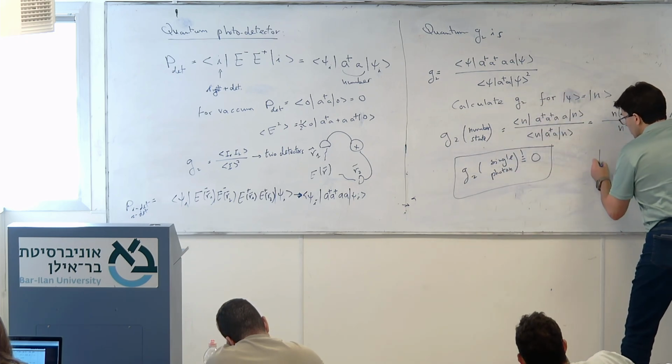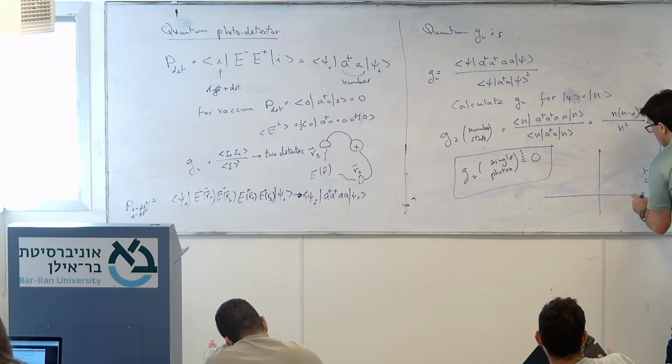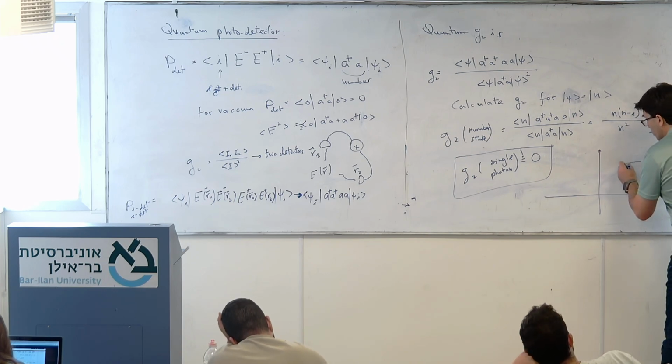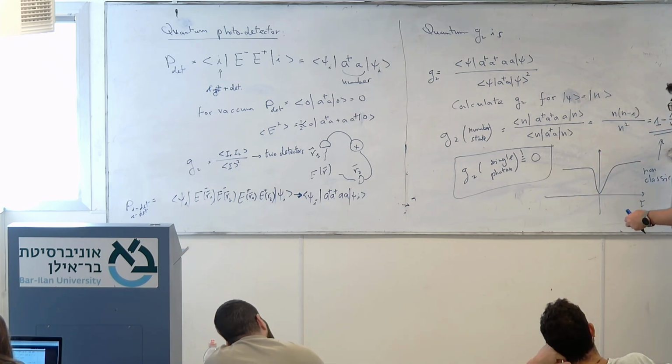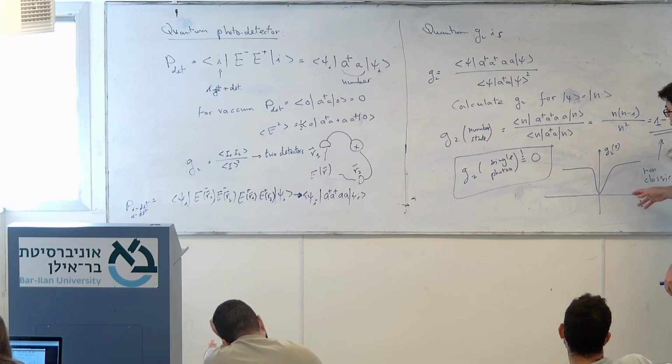So that means that if you remember tau, we actually saw that when you're detecting a single photon, then this will happen. That's the quantum prediction for a single photon for G2 as a function of tau. Now we should be careful here.